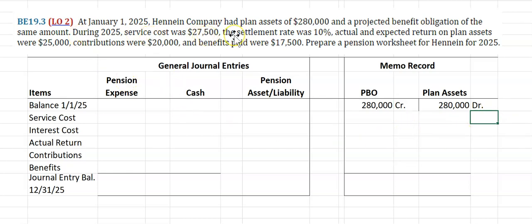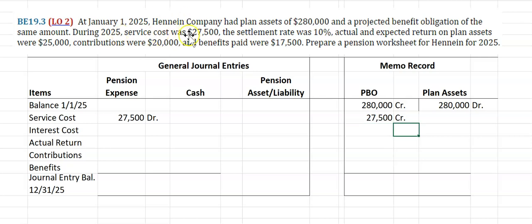Now let's record the service cost, which is $27,500. Of course, it is the main pension expense item. It increases the pension expense, so we will plug in here the service cost $27,500. Remember, it's increasing the pension expense. It's a cost, so it's a debit balance, so I plugged in debit. And then at the same time, it's increasing our PBO or the liability, so I will credit the liability or PBO $27,500. So we did the credit item here.